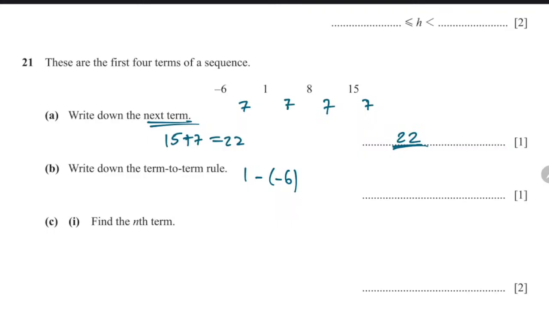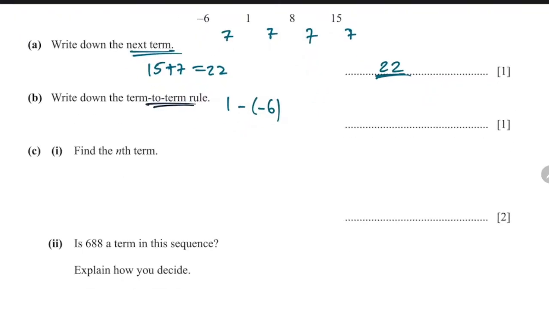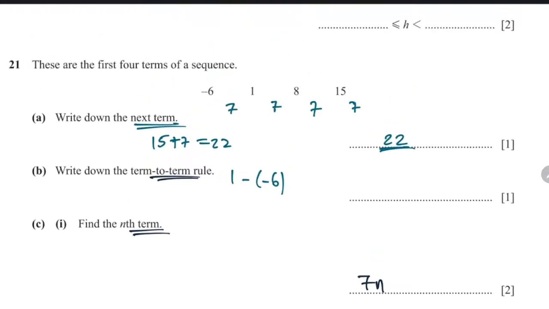Okay. So now the next one says write down the term to term rule. I don't know. I'll find out what they mean here. But here, if they now say find the nth term, do you see that it was 7, 7, 7, 7? So your nth term should start as 7n. Okay? Then to do the last part, you now say this one minus this one. What do you now get? Yes, you say 7 minus 6. Yeah, you start from minus 6, you move 7.